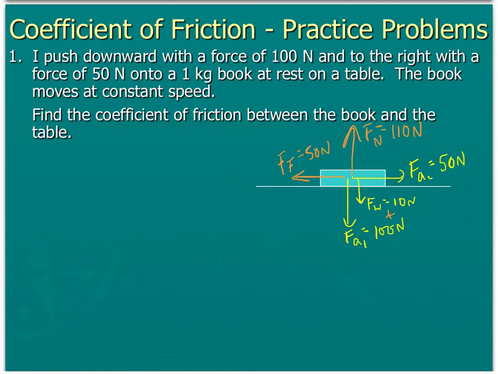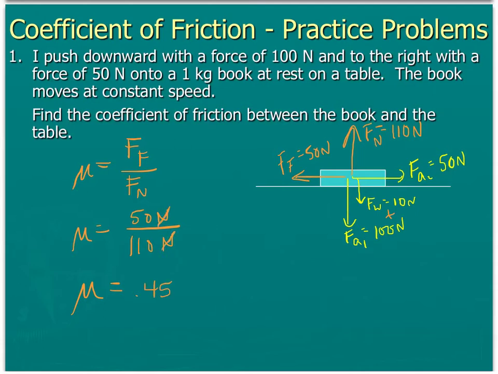All right, I'm going to use my new equation. Mu is equal to the force of friction divided by the normal force. In this problem, it's going to be 50 newtons divided by my normal force of 110 newtons. When I plug and chug this into my calculator, I'm going to get 0.45.